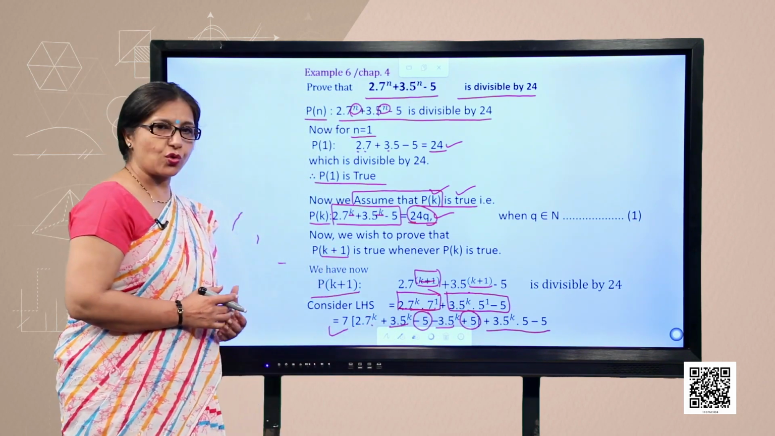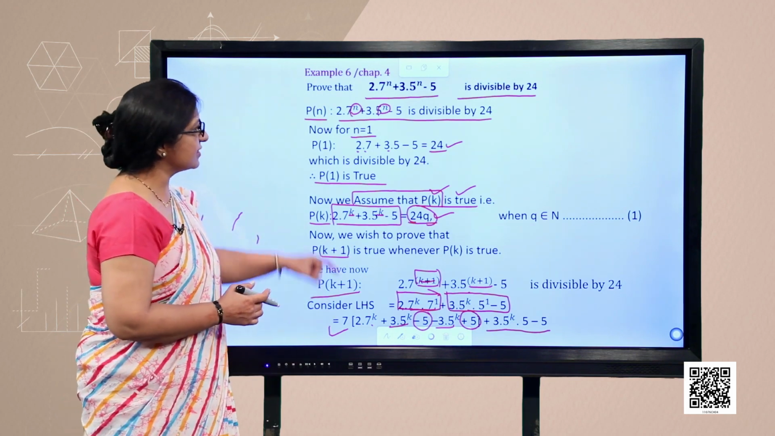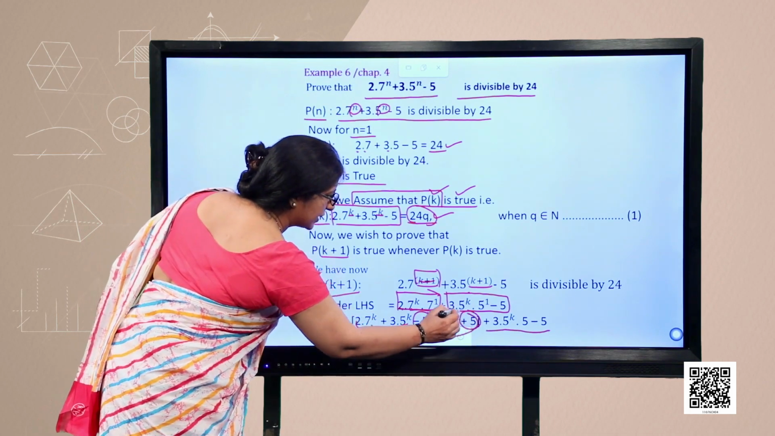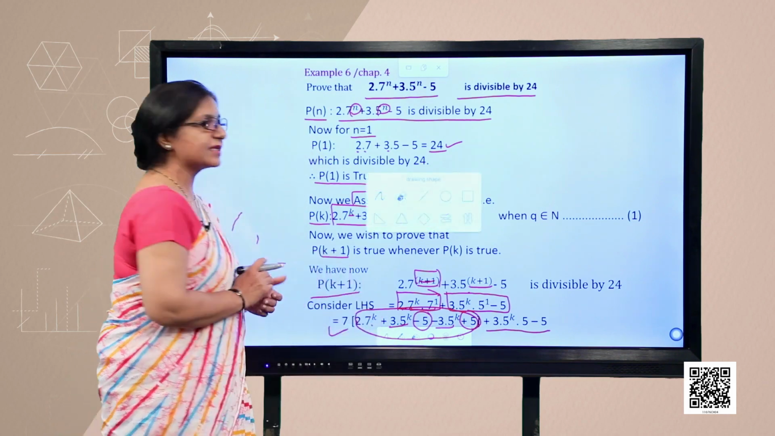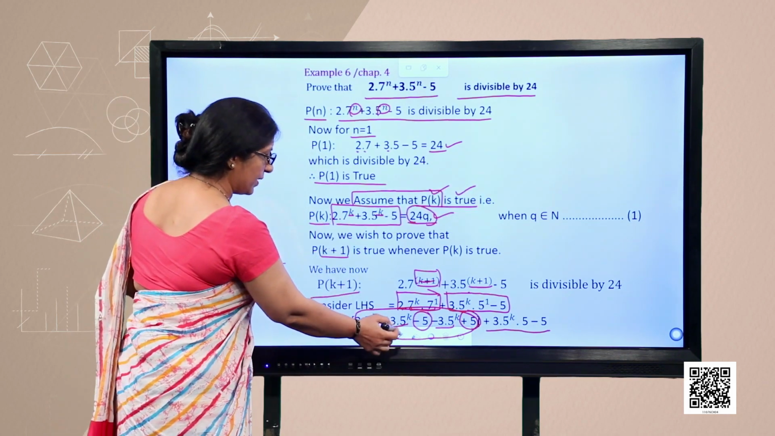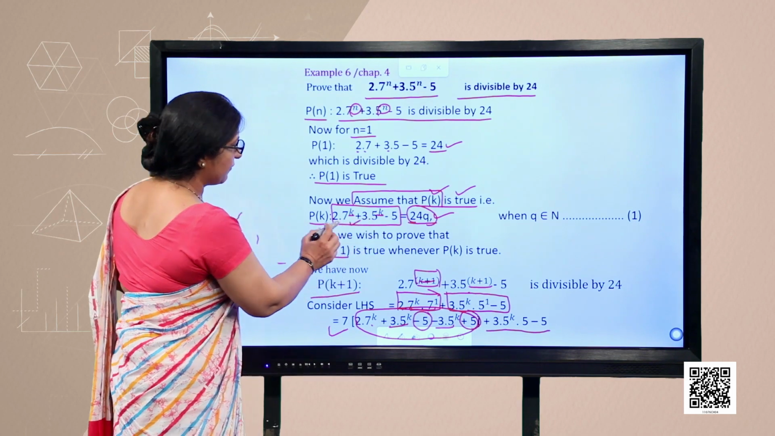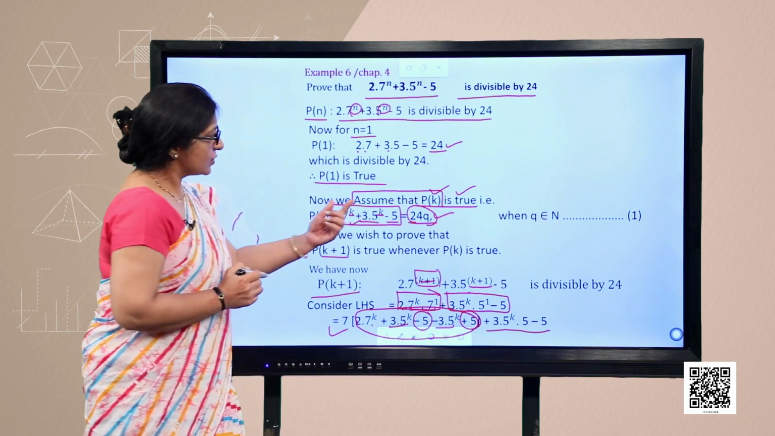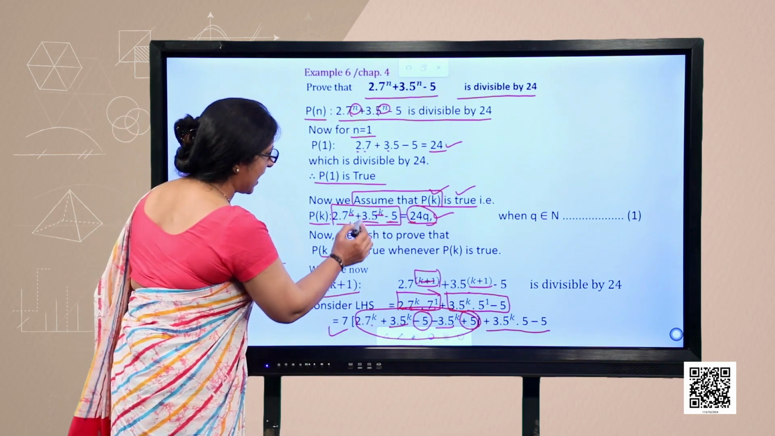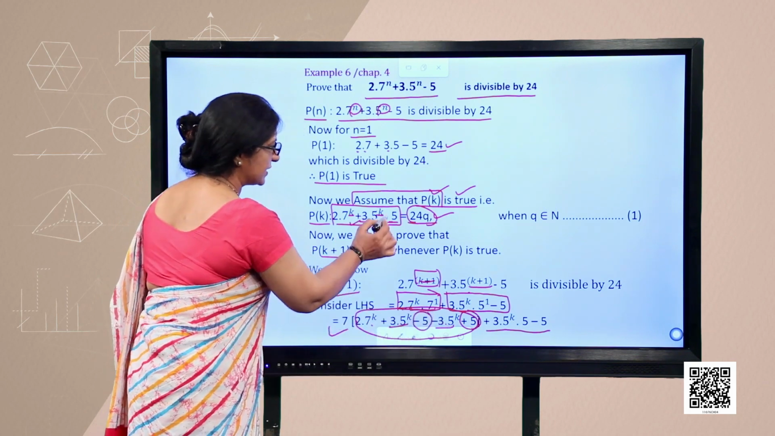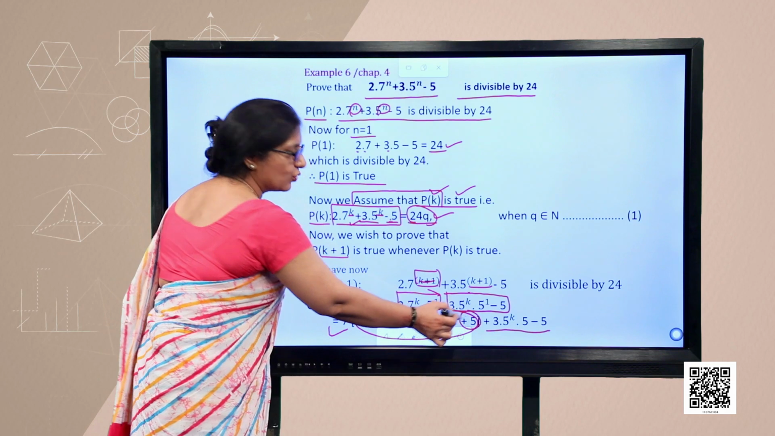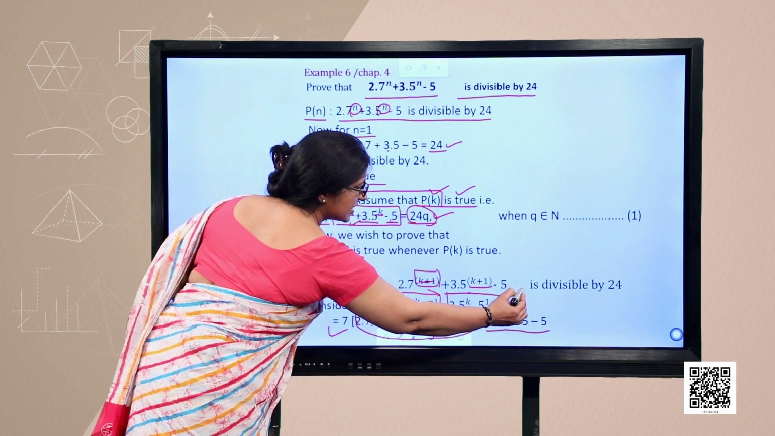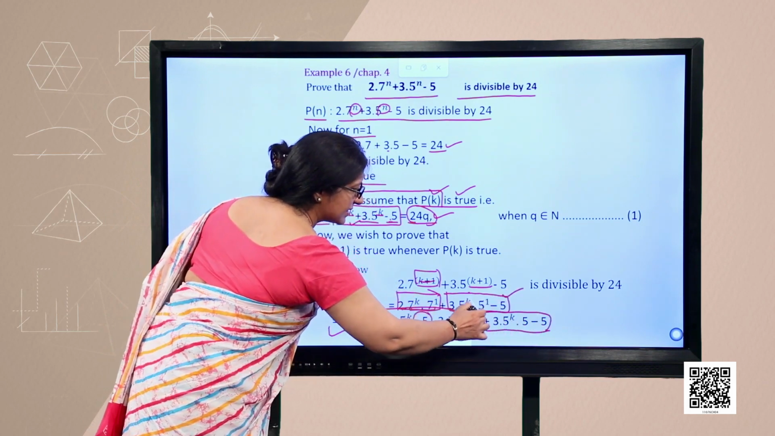But why did we do so? This is the main difference for these types of questions. What we want to bring is, we want to make this expression similar to pk. Here we needed 2 into 7 power k plus this term minus 5. So, to get this term, we have added and subtracted these two. Same way, we needed minus 5, so we have to add 5 also to make it similar to pk, and we have not touched this expression, so this will remain the same.